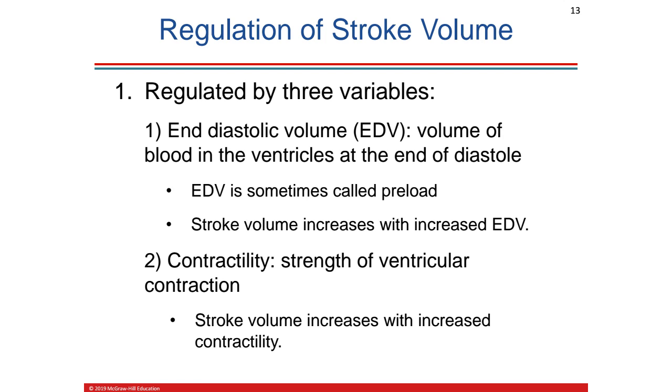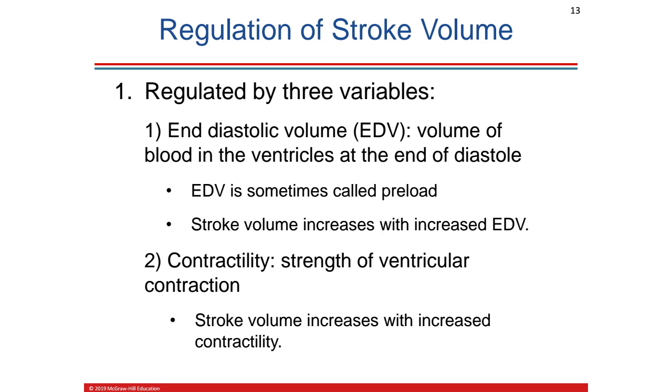EDV is sometimes referred to as preload because it's the amount of blood that's filling the ventricles, and the ventricles will then contract against this load. So it determines in some sense the amount of work the ventricles will have to do. It will also determine the amount of blood that can be ejected. So logically, if the ventricles are filled with more blood, then they may eject more blood. And that's exactly what happens. With an increase in the end diastolic volume, you'll find that the stroke volume also increases. And we'll talk about that in a little bit of detail in a second.